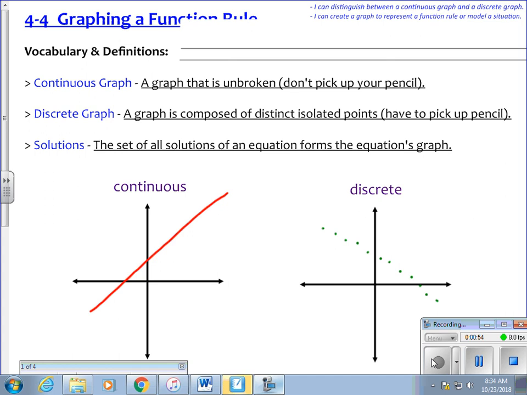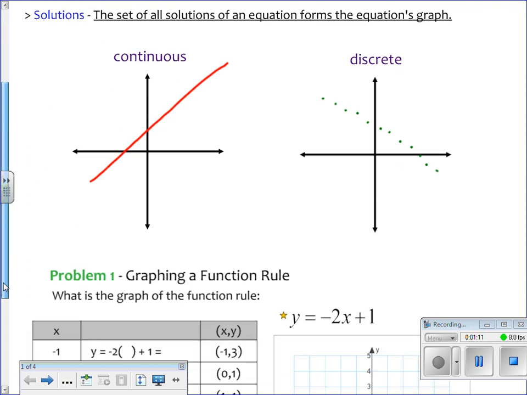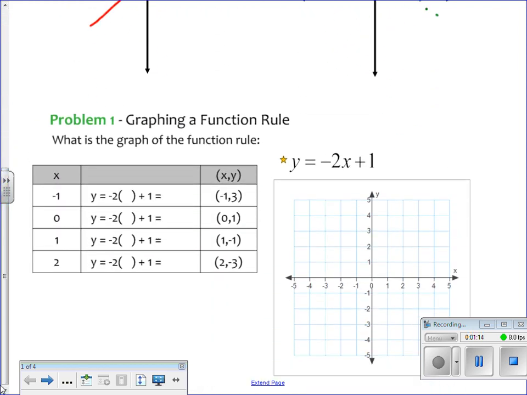The set of all solutions to an equation forms the equation's graph. So all the possible x, y's that make a statement true are the solutions. That's what you use to make up a graph. If it's a solid continuous graph, that means everything works. Now, an example.